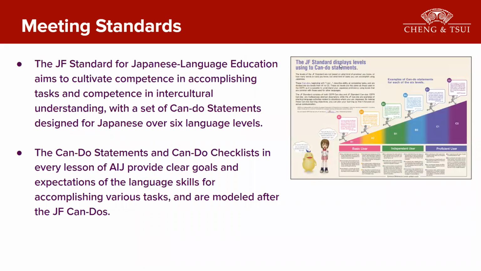The Japan Foundation for Japanese Language Education lists a set of can-do statements designed for 6 levels of language learning. The can-do statements and can-do checklists in every lesson in AIJ provide clear goals and expectations. The content and tasks in the textbooks are modeled after the Japan Foundation can-dos.